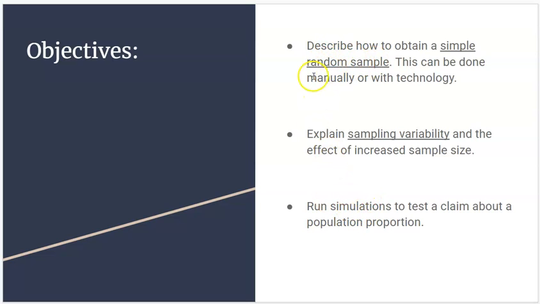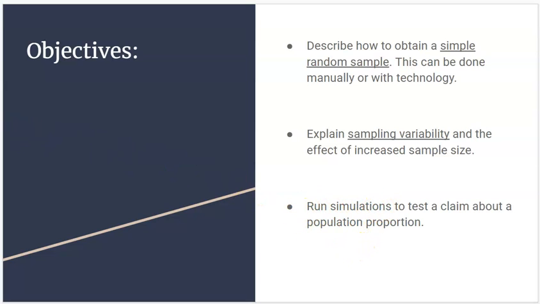But the first one is, describe how to obtain a simple random sample. And you can do this either manually or with technology, and we're going to cover both of those, with examples of both. Next is explaining sampling variability and the effect of increased sample size. So we'll talk about that as a second point. And finally, run simulations to test a claim about a population proportion. Like I said, this one we'll be doing more in class rather than here today in the notes. So make sure you stick around in the class for that.